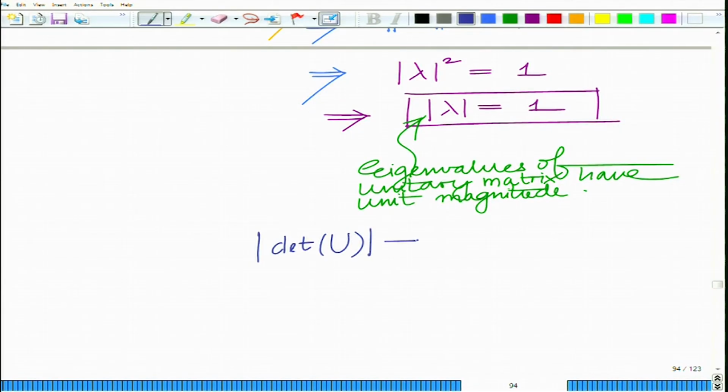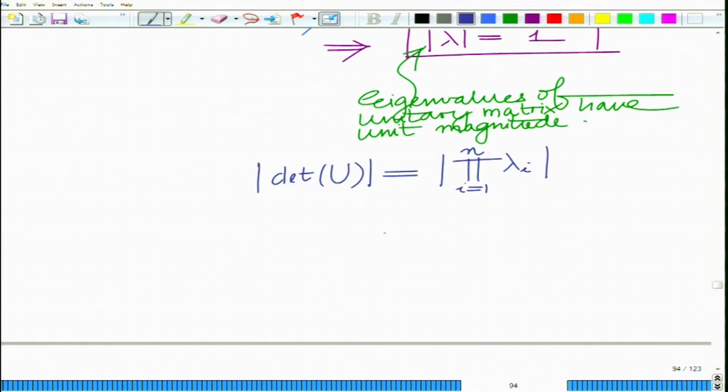Remember, we have seen that the determinant is nothing but the product of the eigenvalues. So, the magnitude of the determinant is the magnitude of the product of the eigenvalues, which is nothing but the product of the magnitudes of the eigenvalues. And each eigenvalue has unit magnitude. So, this is equal to the product of ones, which is 1.